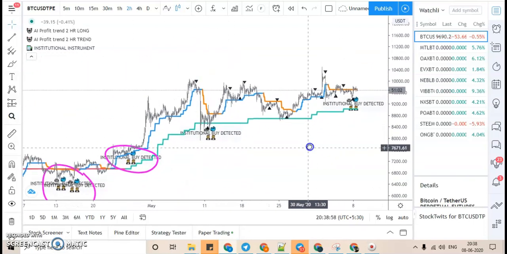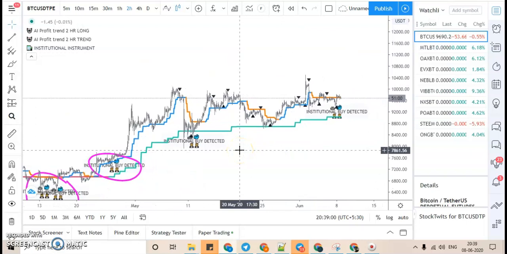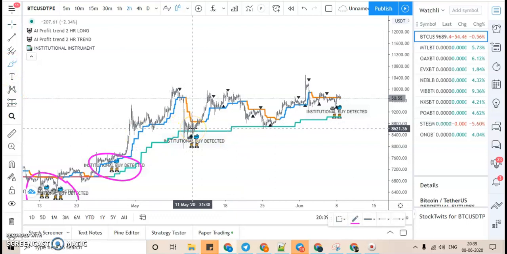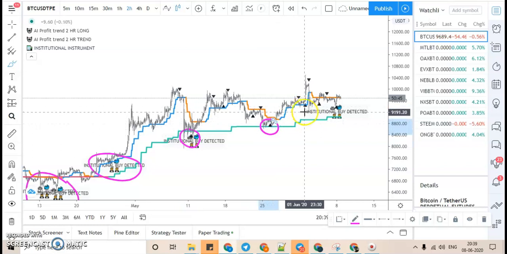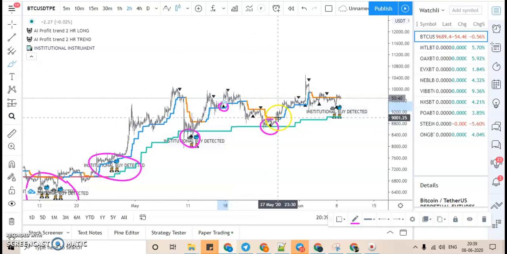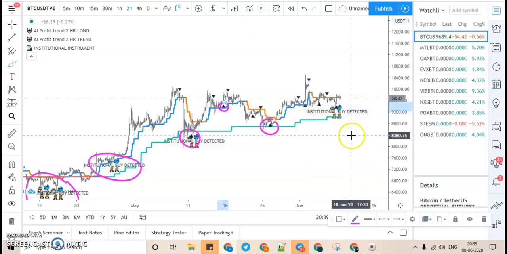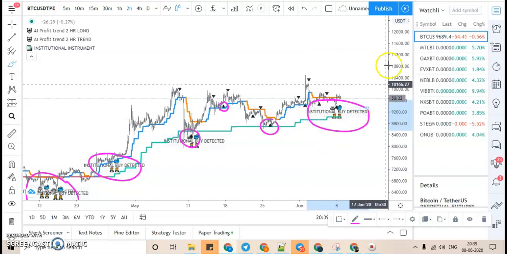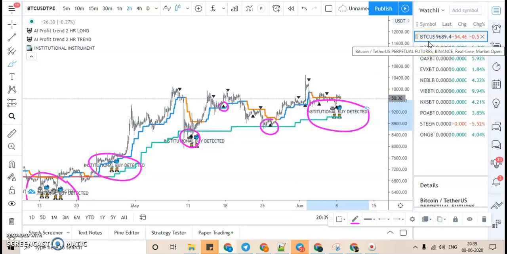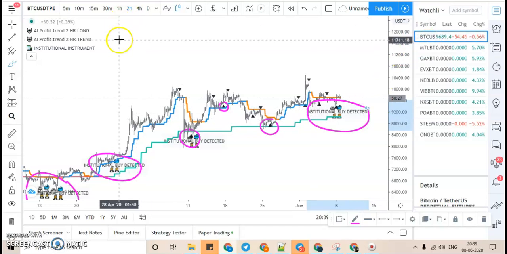So how to take entry in this: if you find a buy triangle or a long triangle near the support region, then you should always go for a long position. We should enter a long position here. We should always enter a long position near the support. We should never short it here. We should always long it here. Look at this, guys. The institution also bought it here, and we saw a sudden rise in BTC. Now BTC is trading at 9689. Hope to see you in the next video.